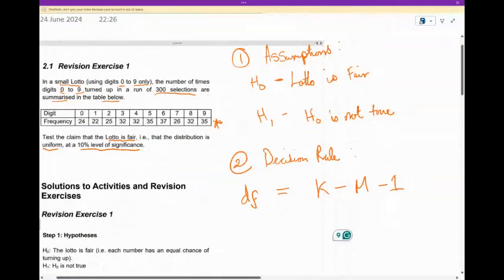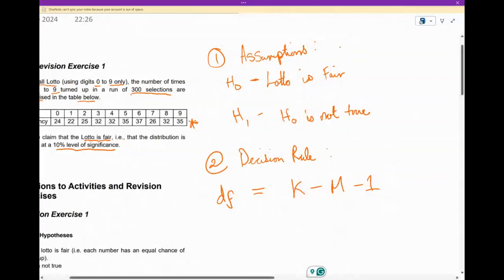Okay, so here we are. So K is your categories. We have 10.